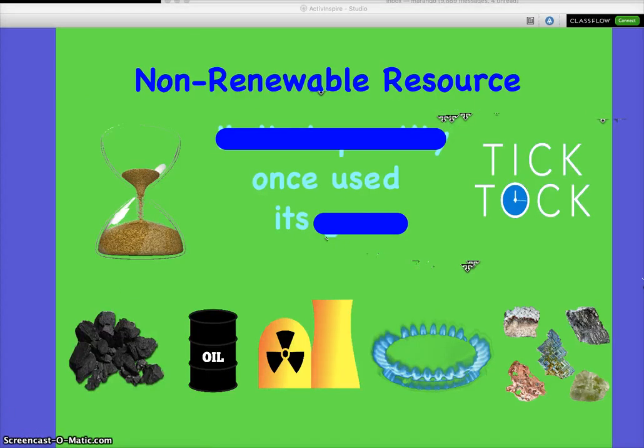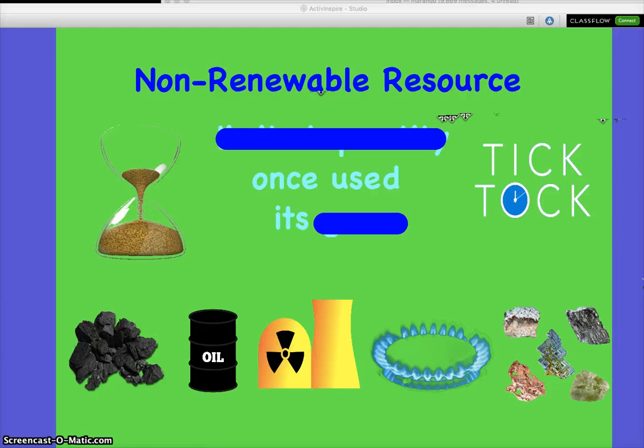Who could tell me what a non-renewable resource is? Something that's finite. I like it. What else? That means there's limited amounts on Earth, right? And even if it is unlimited, we use it faster than it can be replenished. So who agrees that non-renewable resources can replenish? Yes or no? I want to hear you. Yes? No? So two people have an opinion.